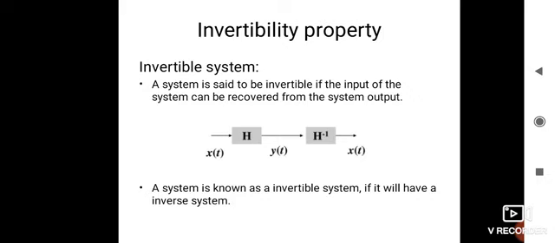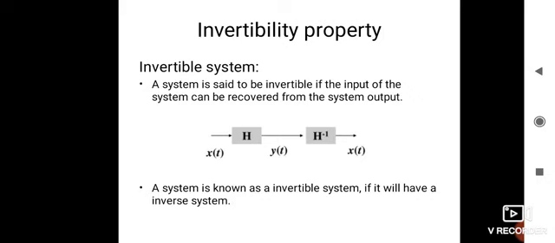A system is known as an invertible system if it has an inverse system. Suppose I take one example. I give one input x(t) to a system which is a multiplier, and it multiplies the input by 3, so I get the output 3x(t). Now this 3x(t) passes through another system which is the inverse of the previous one, that means it gives 1/3 of the input. So I give the input 3x(t), it is multiplied with 1/3, and I get the output x(t).